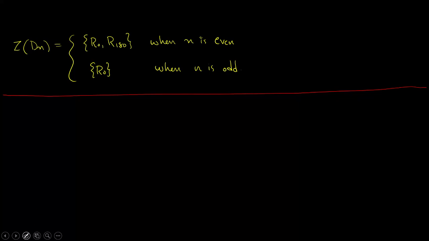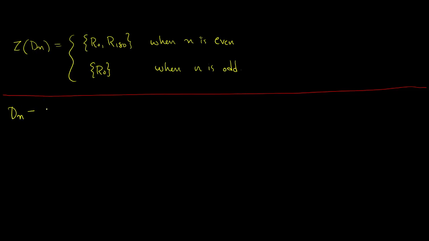Hello everyone. Here we are going to prove that the center of the dihedral group Dn is the singleton R0 when n is odd, and it is the set R0 and R180 degrees when n is even. Okay, so first let's understand what this Dn is.